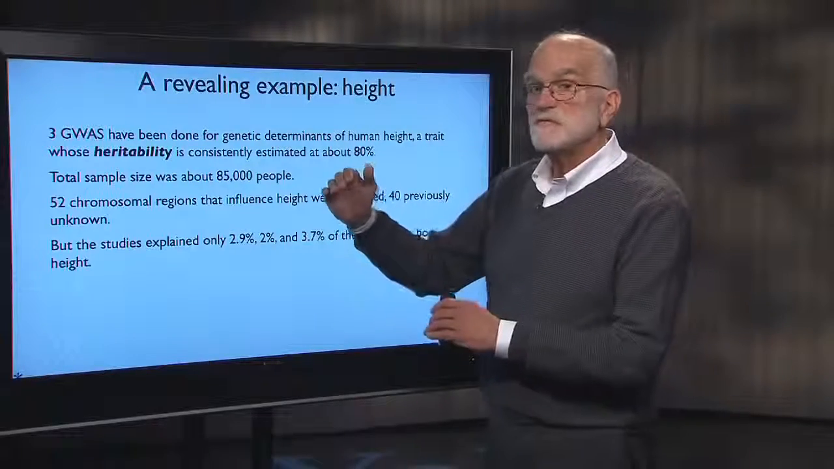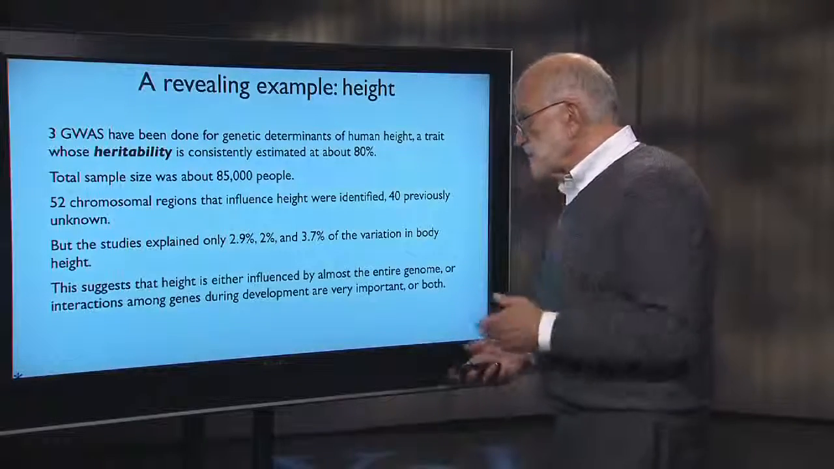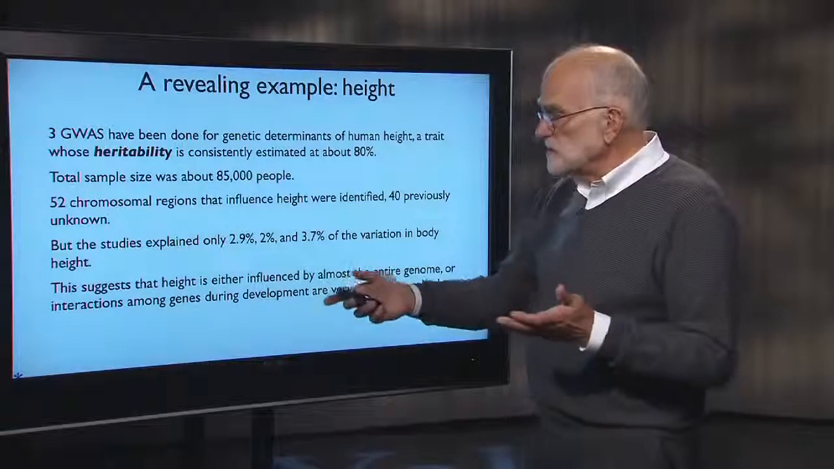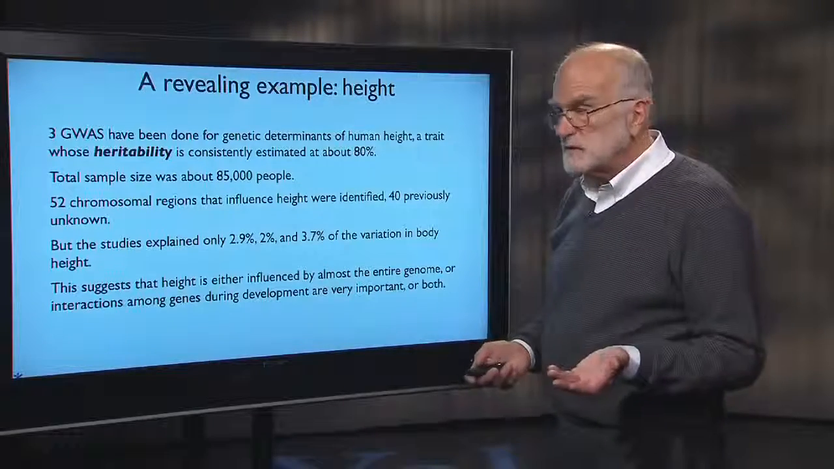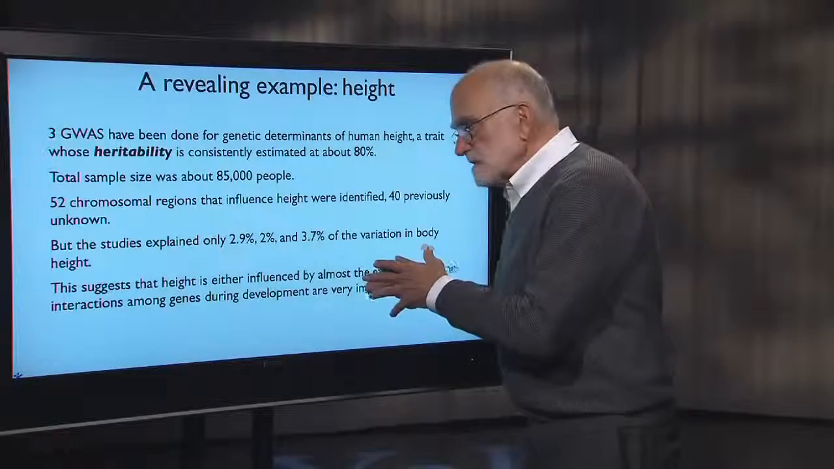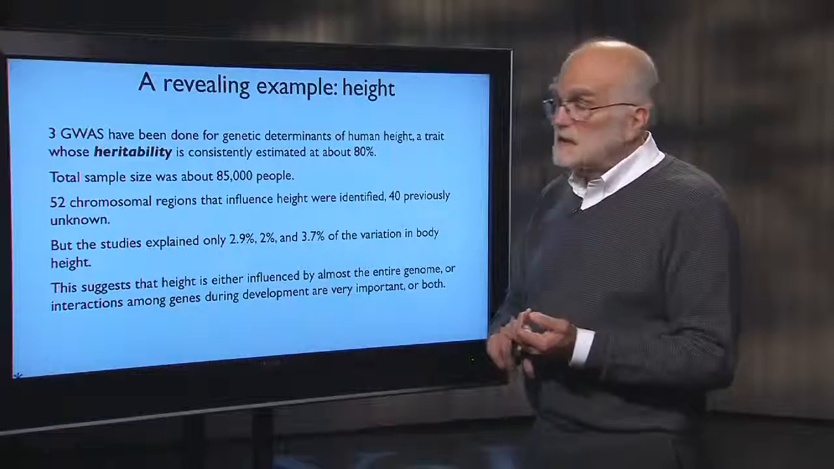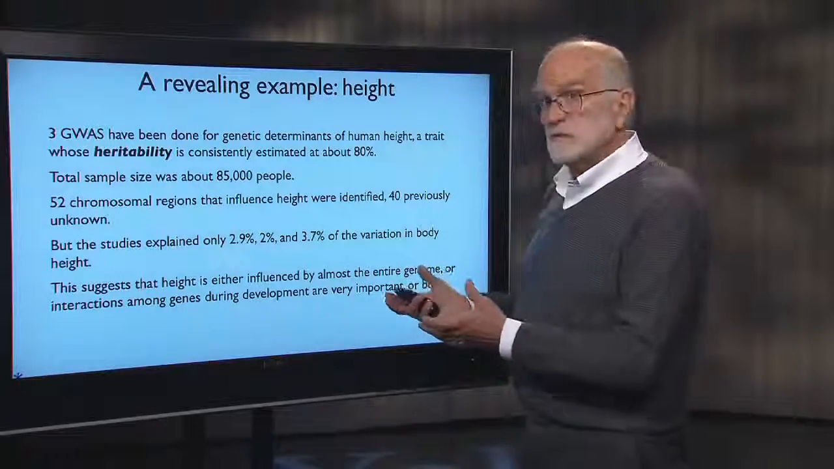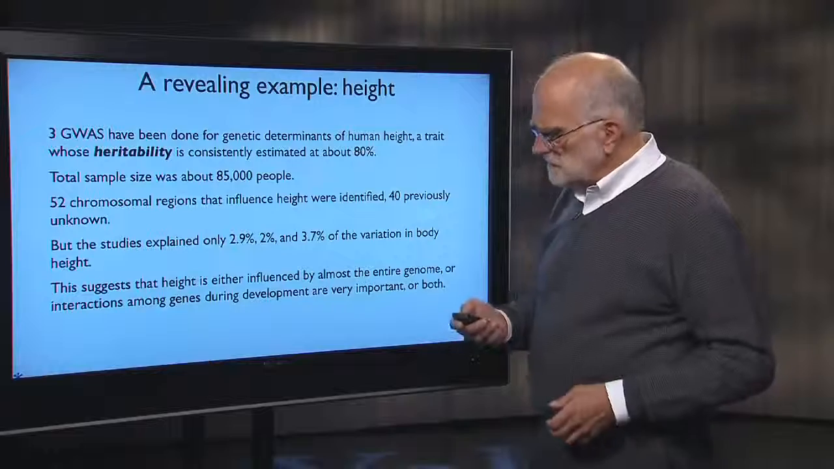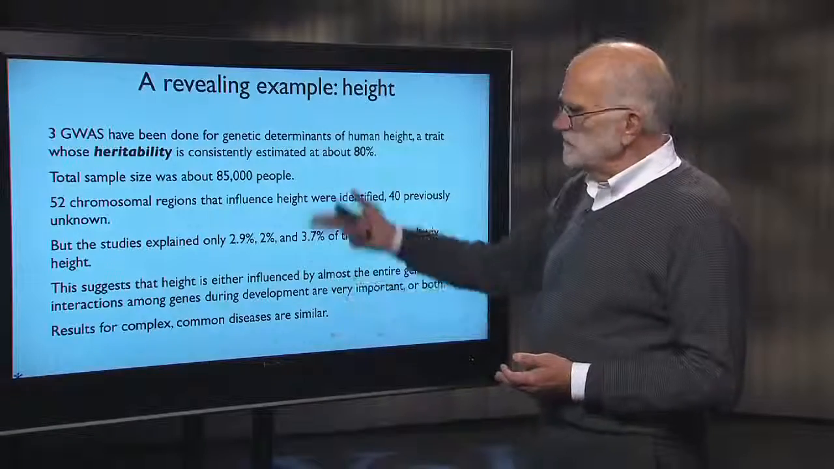About 77% of the stuff that's going on here is not yet identified. So that means that height is either influenced by almost the entire genome, or that there are interactions among genes during development that are very important, or both. If that is the kind of pattern that is determining susceptibility to degenerative disease, then we are into a very complex problem of inference and into a complex problem of thinking about causality. It appears that complex common diseases have this pattern.